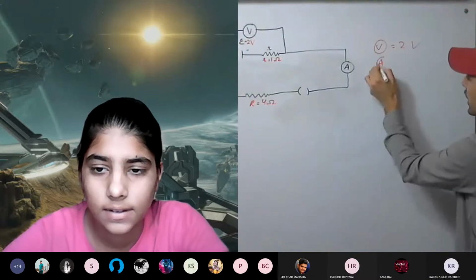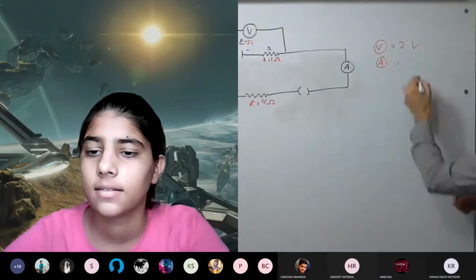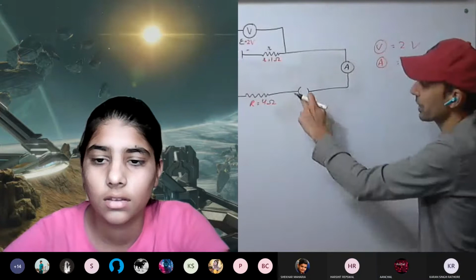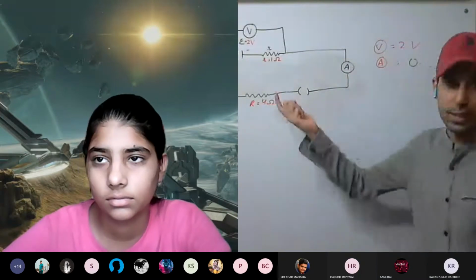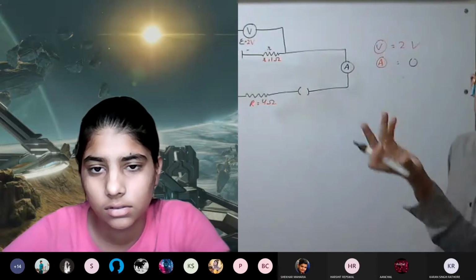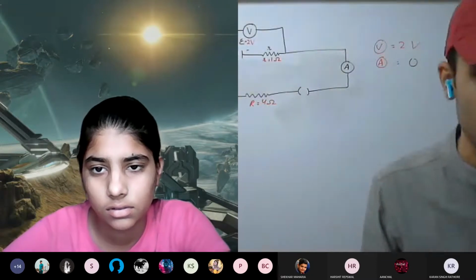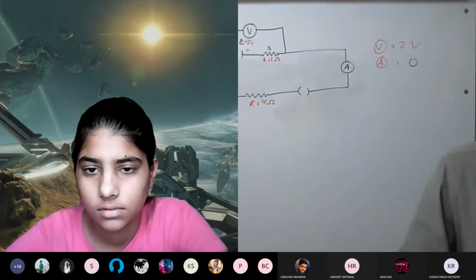What will be the ammeter reading? 0. Why? Because the circuit is open. When the circuit is open, no current flows. Where will be the electron flow? It is similar to a switch on and off in your home. Switch is off, no current flows. Okay. But if you touch one terminal, there will be voltage.